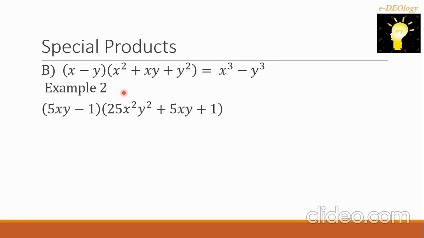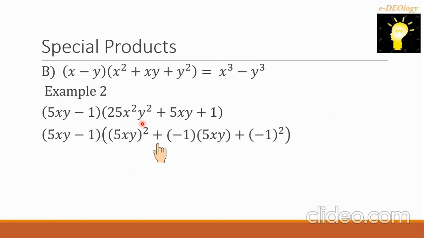Let's have example 2. This is 5xy minus 1 multiplied by the quantity 25x squared y squared plus 5xy plus 1. So again, we will check the pattern. We will rewrite this problem and see if it falls on our special factors pattern like this. So there is no issue with our binomial. We simply copy that. Now for the trinomial, we will check one by one.